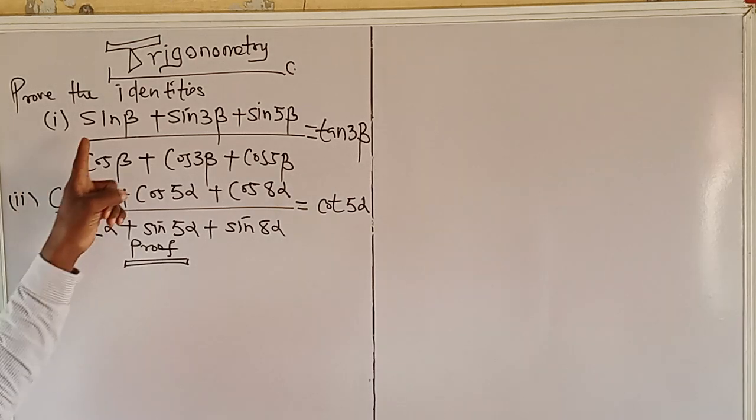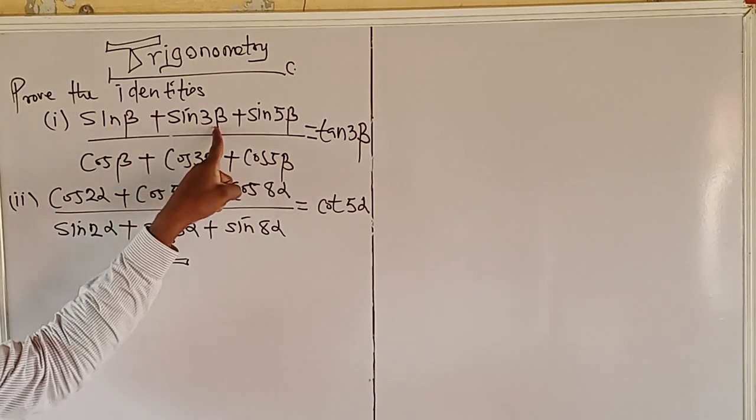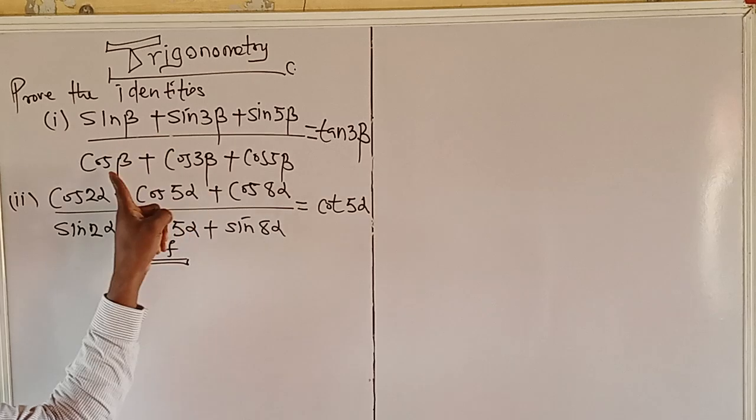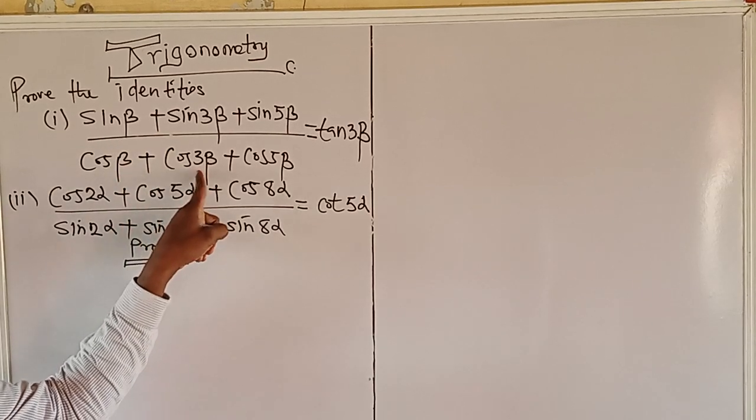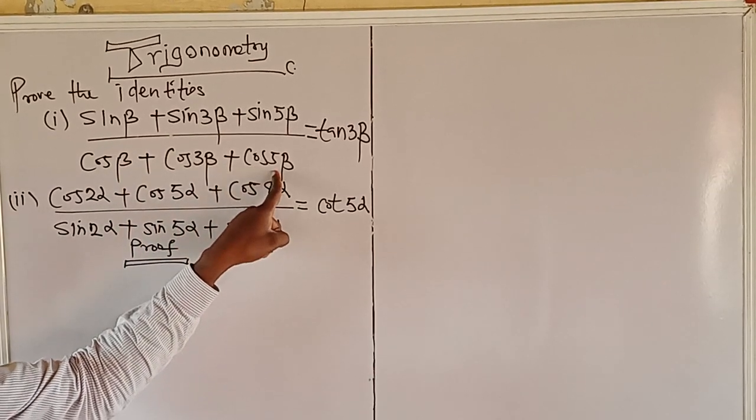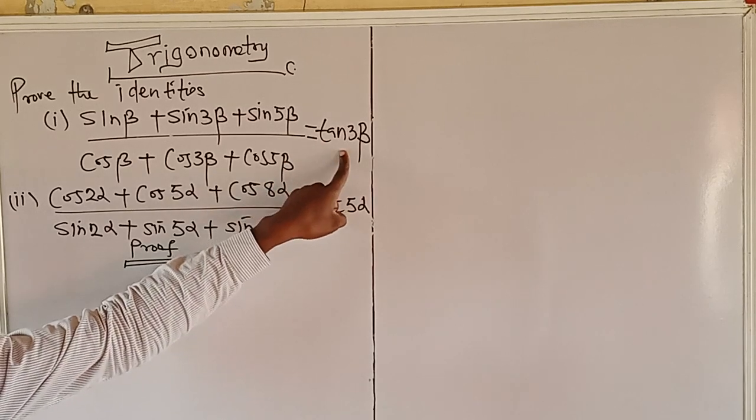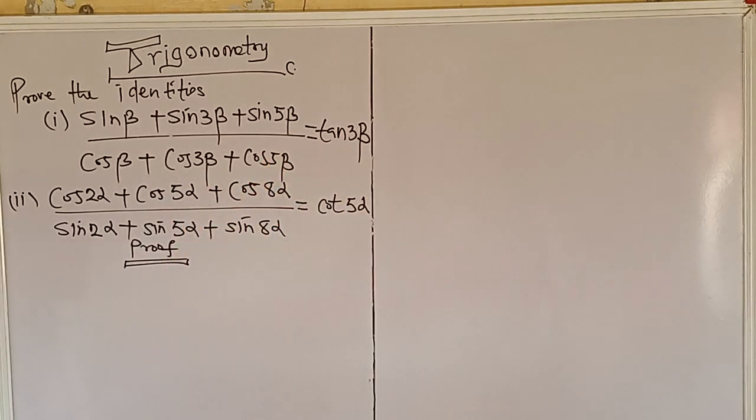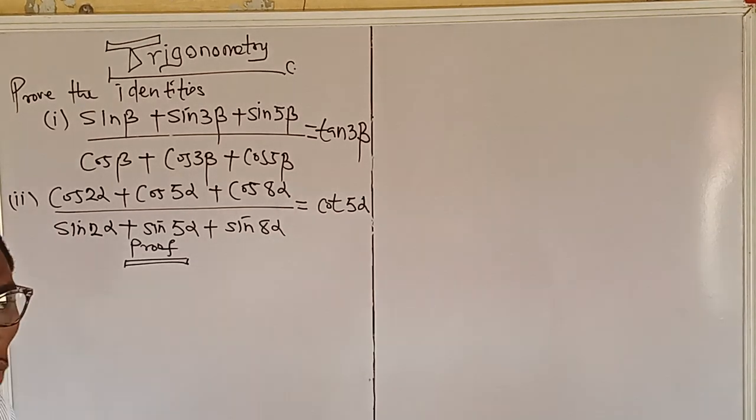All right, now the first is sine of beta plus sine of 3 beta plus sine of 5 beta over cosine of beta plus cosine of 3 beta plus cosine of 5 beta equal to tangent of 3 beta. Now, how do we prove this? To prove this problem, it is important to recall from trigonometry the following trig identity.